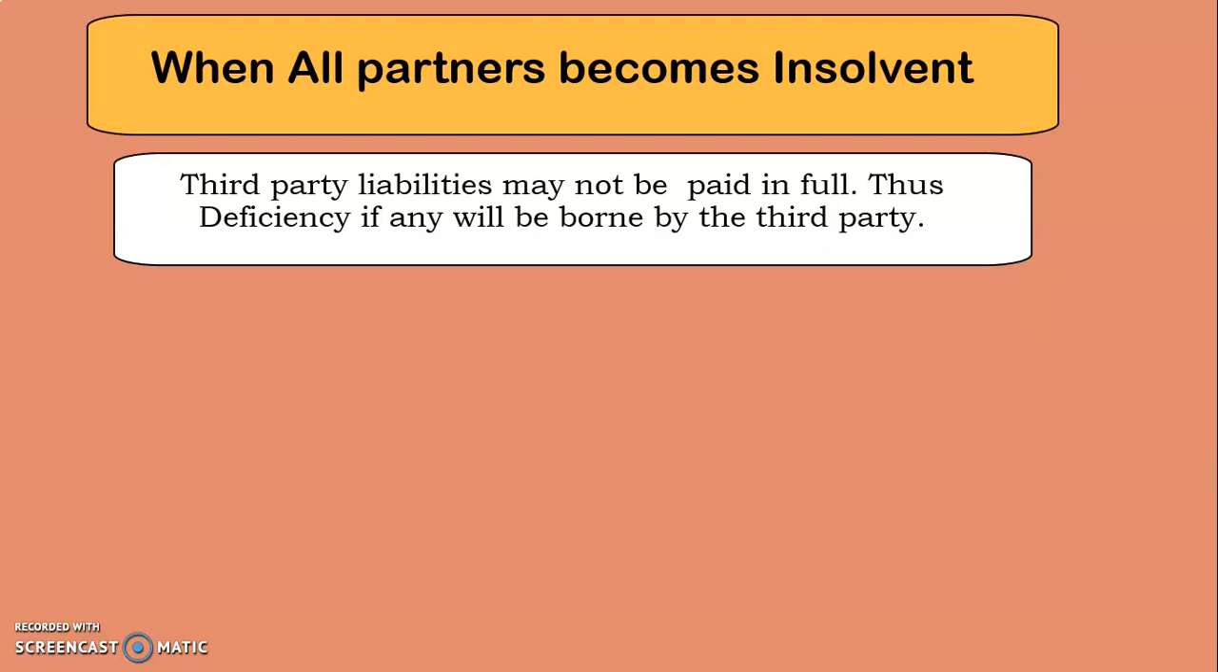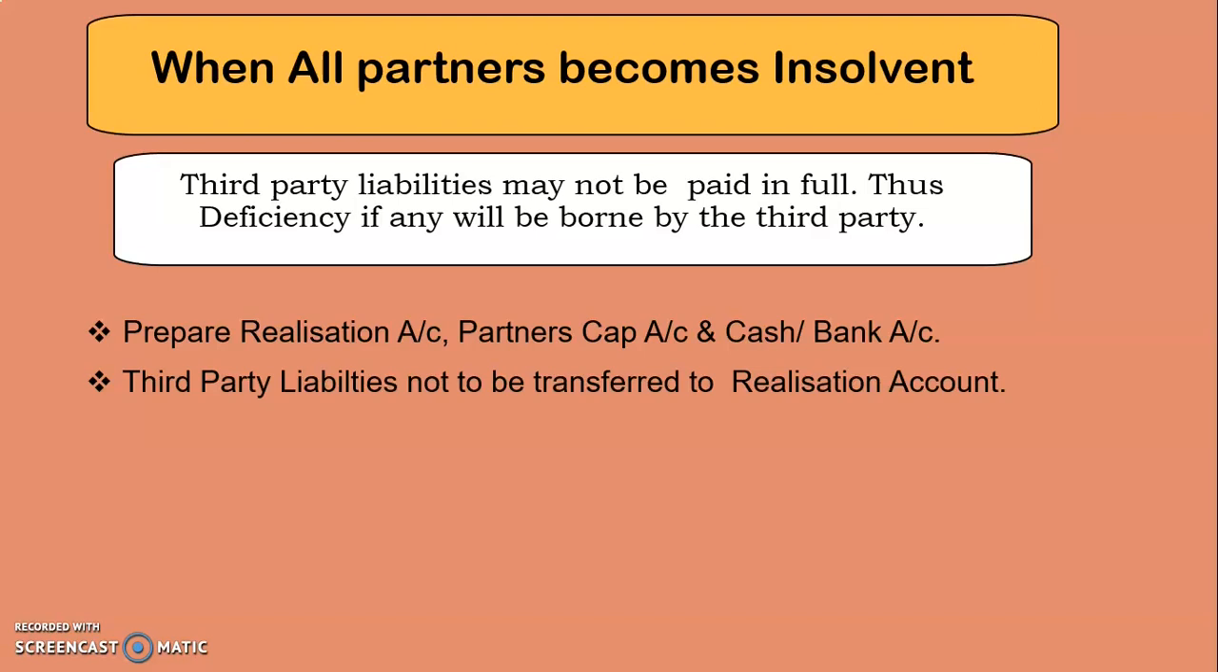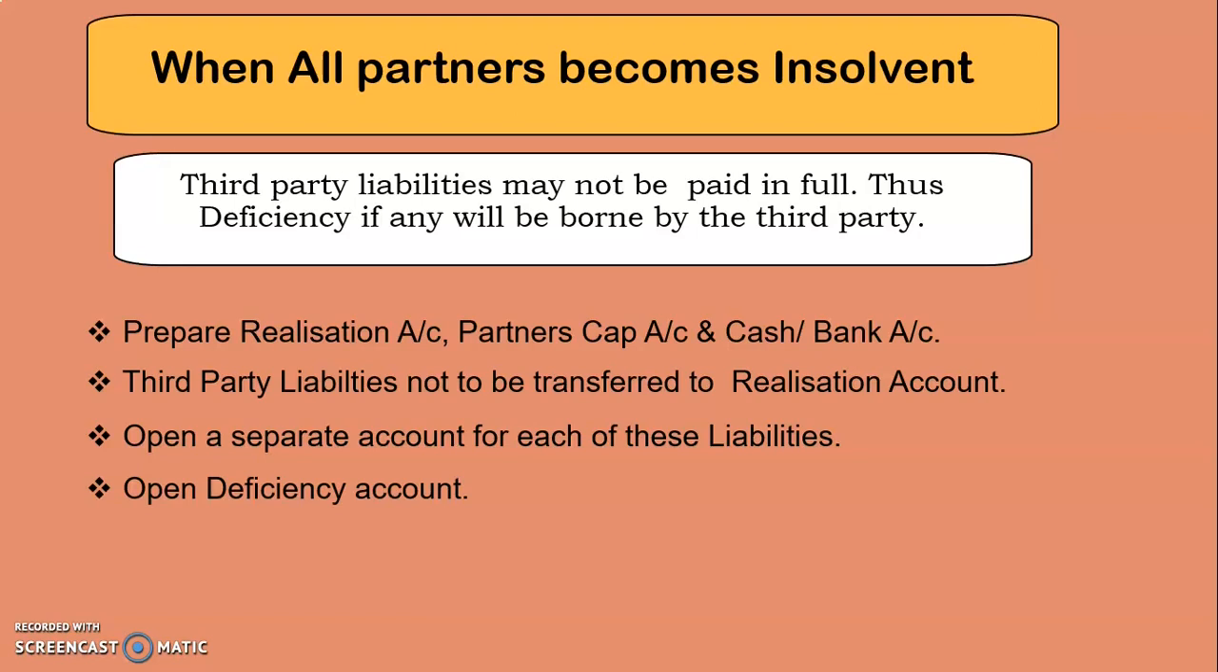Now here we have to follow the following steps. First, we prepare realization account, partners' capital account and cash or bank account, as we did in simple dissolution sums. But one thing you have to keep in mind, the third party's liabilities are not to be transferred to realization account. That is, if there are any creditors, bills payable, bank loan, or a loan taken from any other institute or person, we don't have to transfer these liabilities to realization account, but we have to prepare a separate account for each of these liabilities. Then we also have to open a deficiency account.